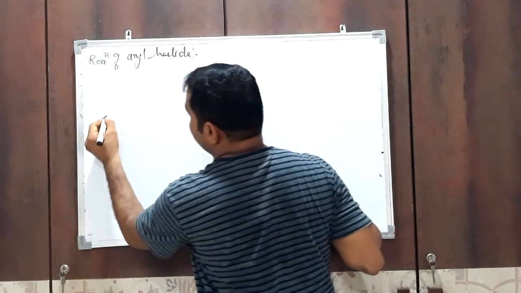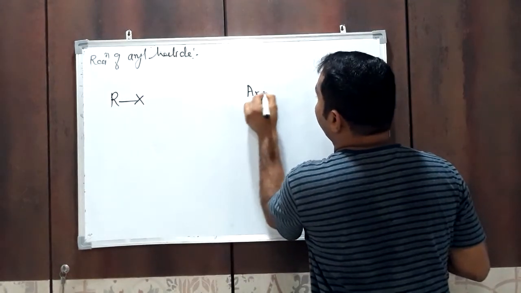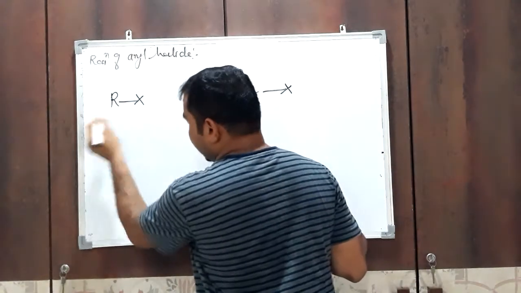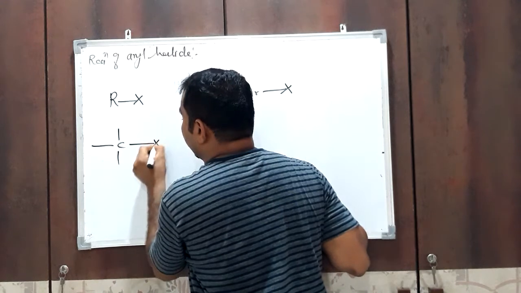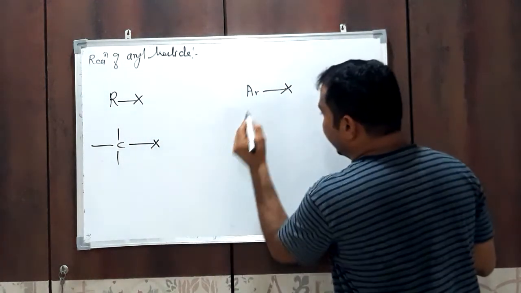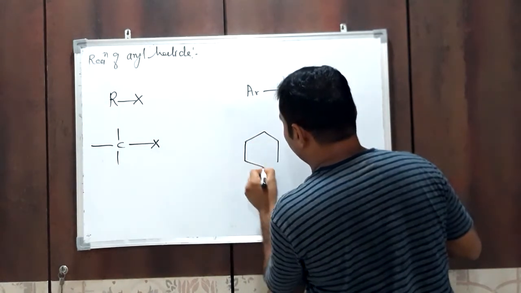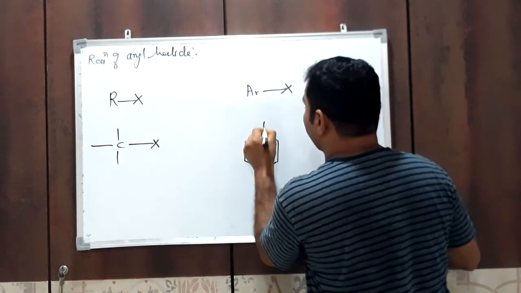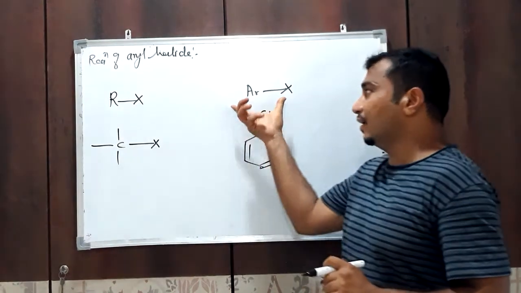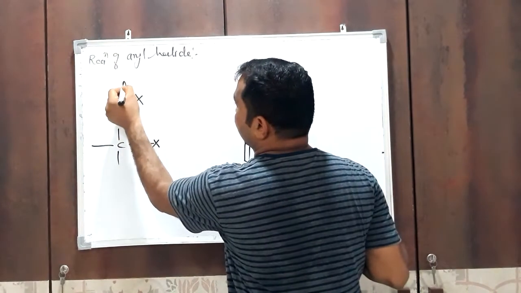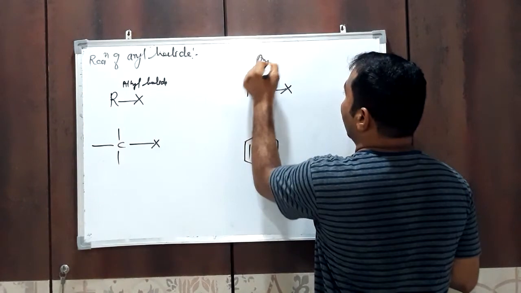We know alkyl halide is RX and aryl halide is ArX. Suppose the alkyl group is methyl, for example, like this, and here for bromobenzene, for example, chlorobenzene. The basic difference is that this is alkyl halide and this is aryl halide.